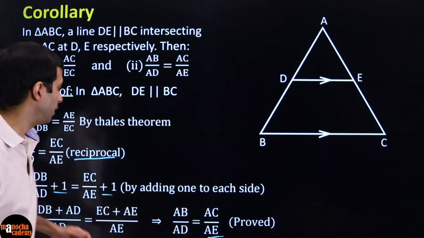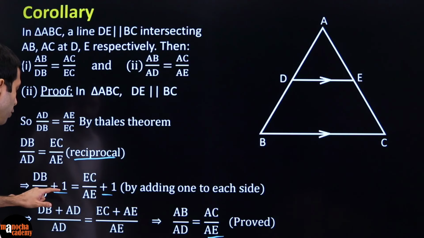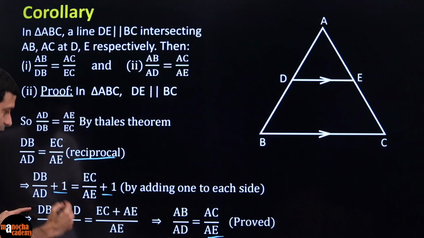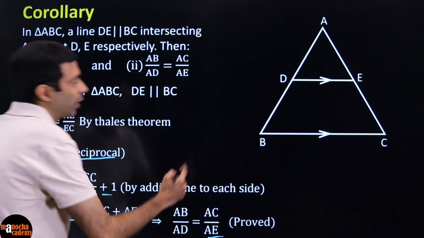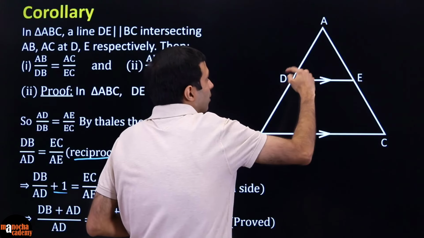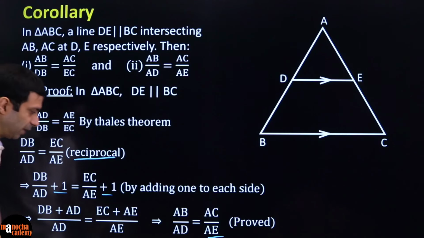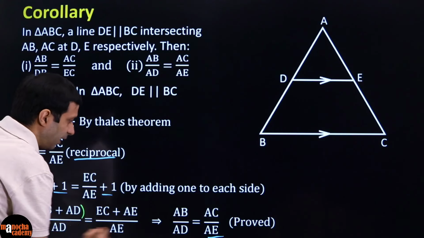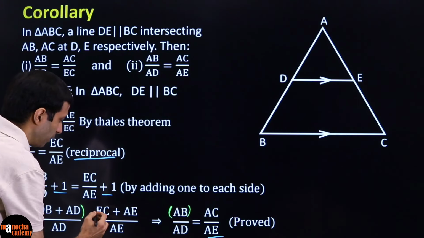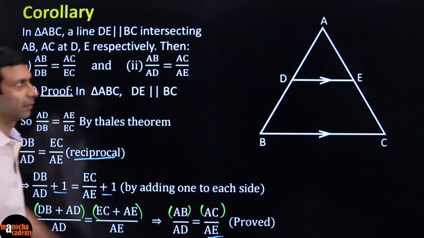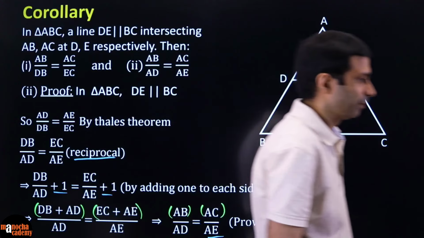So see, we started with DB by AD. When you do plus 1, the LCM is AD. So this will go DB plus AD. Or you can think 1 is AD by AD. So the numerator is DB plus AD. Now look at the diagram. What is DB plus AD? This entire length AB. So I am replacing this DB plus AD with AB. Similarly, I am replacing AC plus AE with AC. Just simply adding it up.